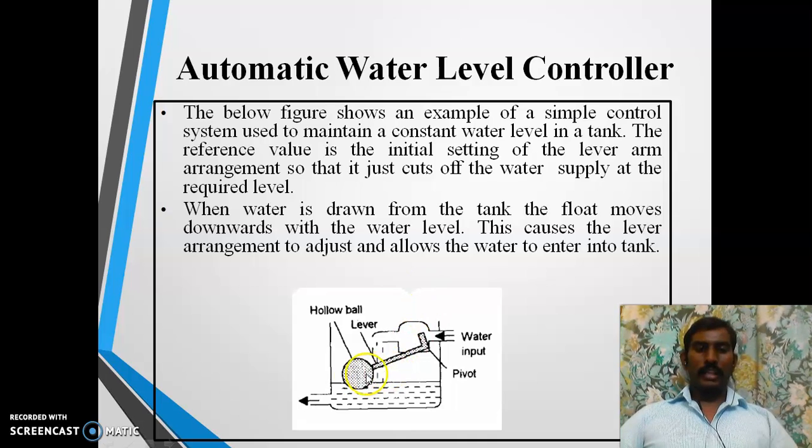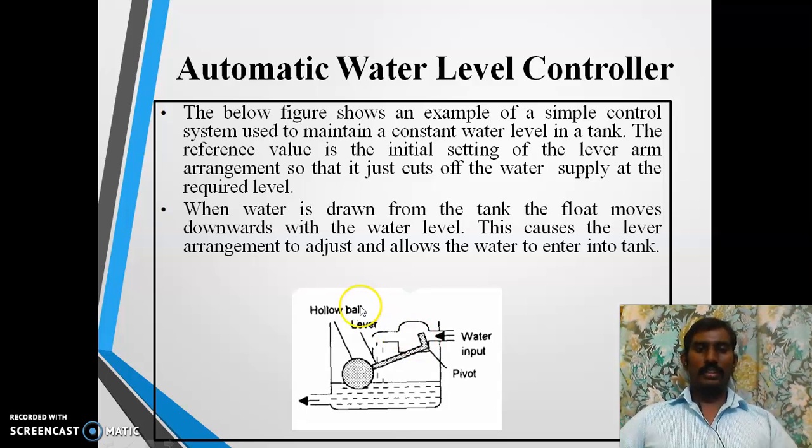Okay, so there will be a hollow ball, which will float on the water level. There is a lever connected between the pivot and the hollow ball. In that pivot there will be some extra projection which will automatically cut the water supply.